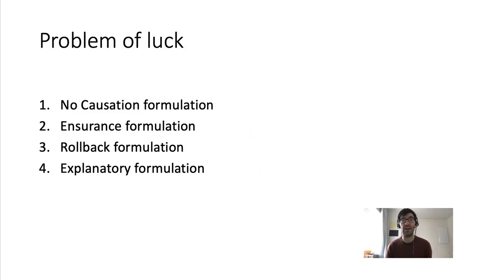The way Franklin addresses the problem of luck is that he looks at 4 precise versions of spelling out the problem and then argues that none of the formulations poses any kind of problem for libertarianism. So none of these formulations shows that chance really is incompatible with free agency. Of these 4 formulations, I will only talk about 3, because the first formulation, the no causation formulation, is not really one that's taken very seriously these days.